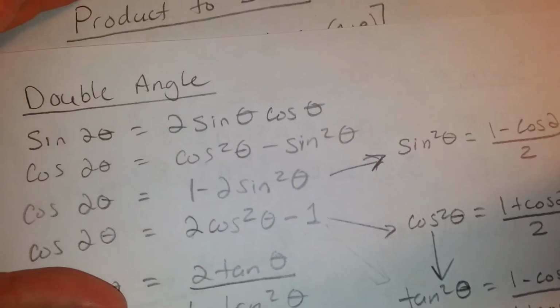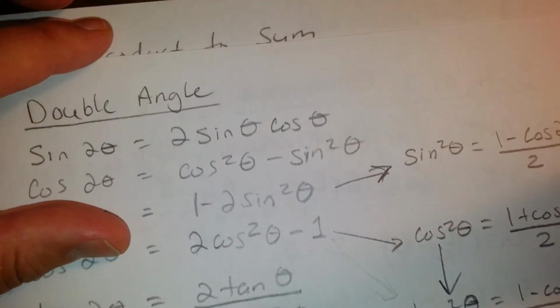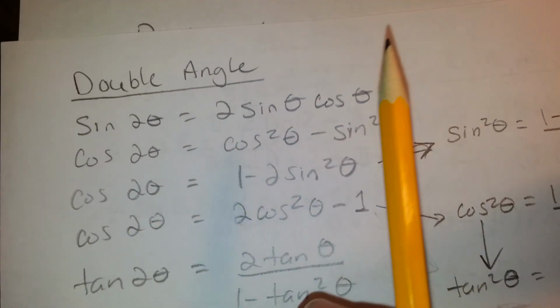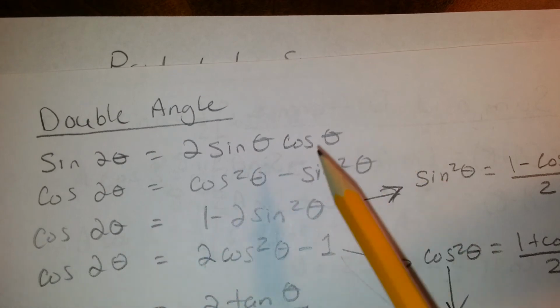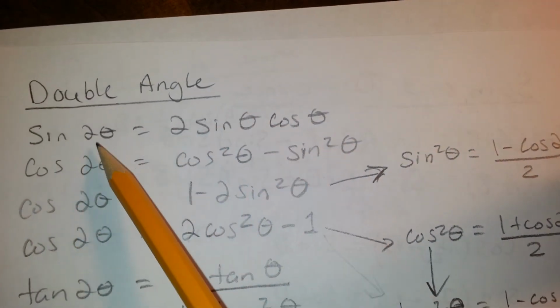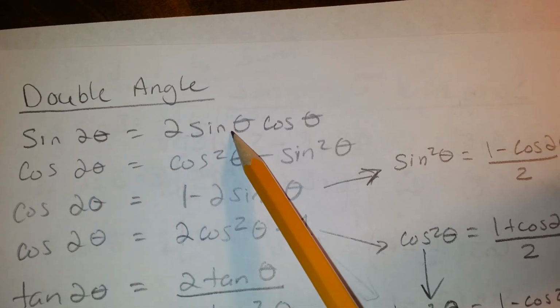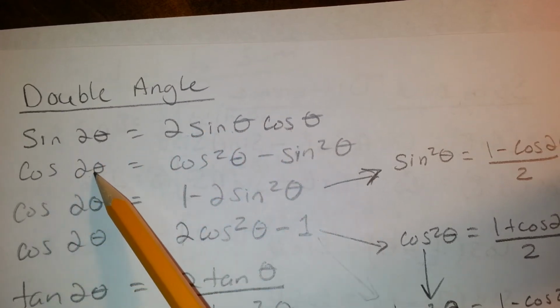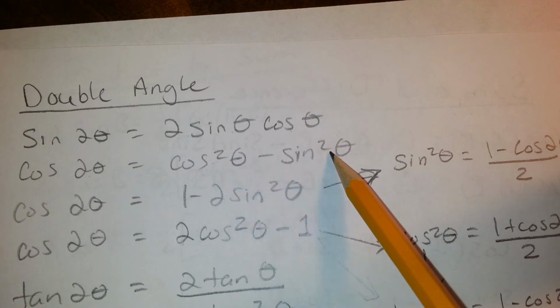I want to go over the double angle formulas. We really only use these when we have problems where we have to build our triangle from SOHCAHTOA, with triangles given in a certain quadrant. Sine of 2 theta is 2 sine theta cosine theta. Cosine 2 theta is cosine squared theta minus sine squared theta.